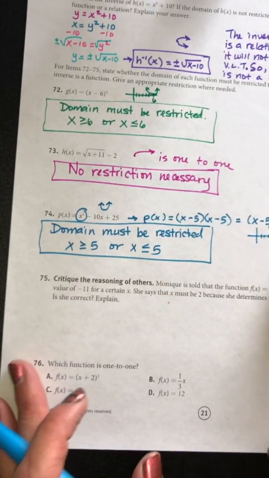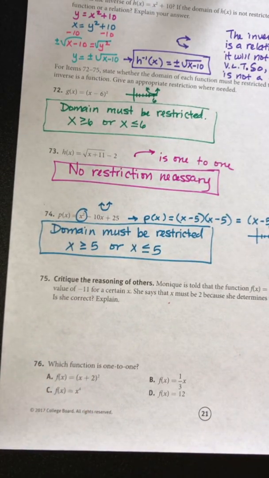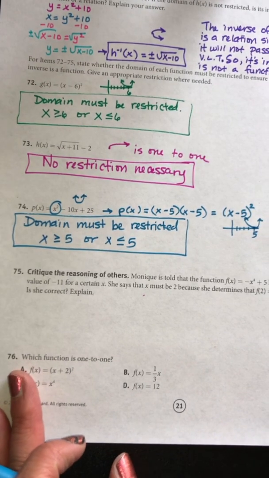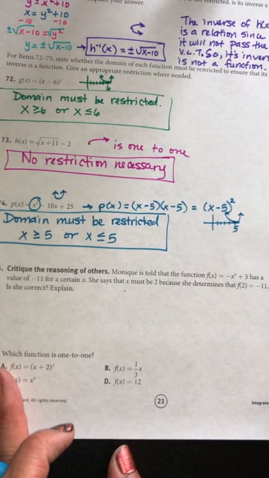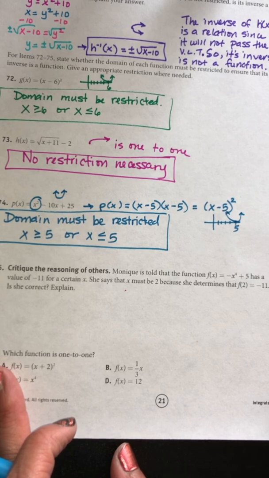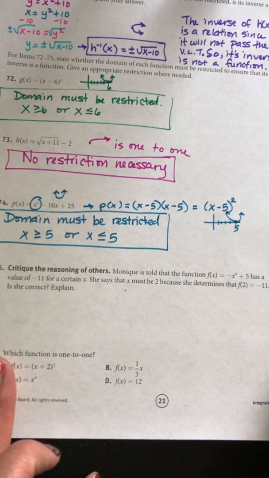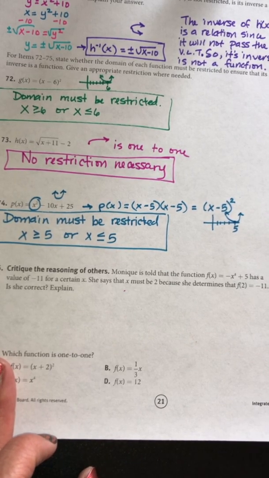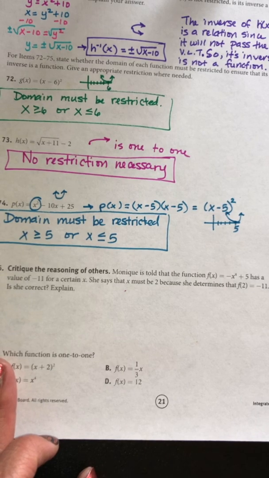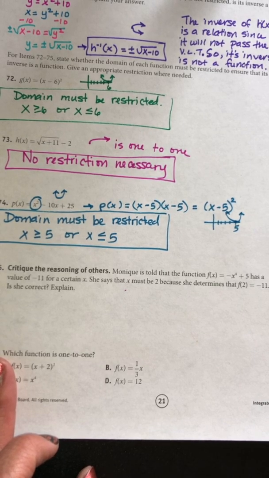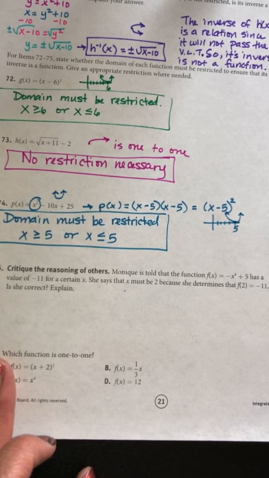Okay. Number 75. Monique is told that the function f of x equals negative x to the fourth plus 5 has a value of negative 11 for a certain x. She says that x must be 2 because she determines that f of 2 equals negative 11. Is she correct?